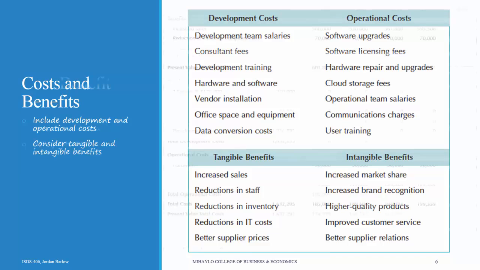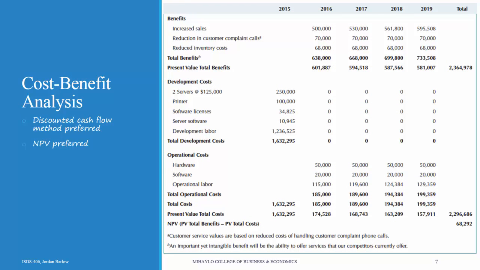Here's an example of what a cost-benefit analysis looks like. You'll be required to do one of these for your homework. You can see at the top, benefits are listed in dollar values, then costs are broken into development and operational costs, with totals at the bottom. Cost-benefit analyses are usually performed to consider the first 3 to 5 years of a system.